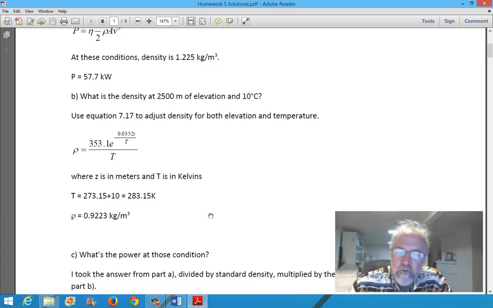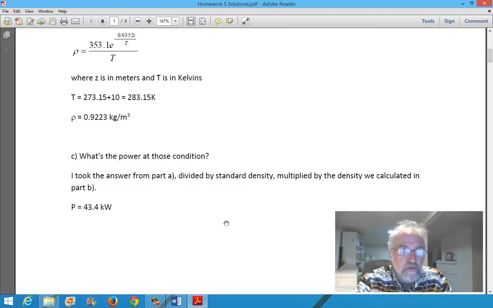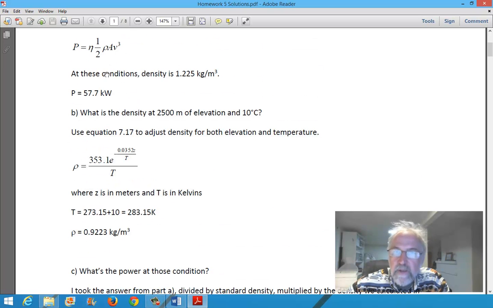And then the final question, what's the power under those conditions? So, you go right back to that original equation, part A. Let me scroll up. This one here, 1/2 rho A V cubed. Redo it with just a lower rho.